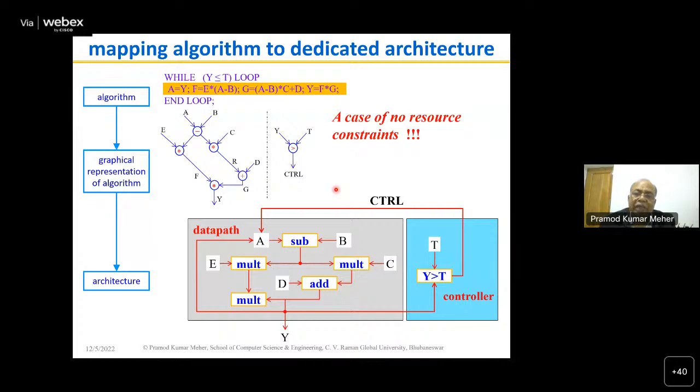So this is a case of no resource constraint. There is no resource constraint in this case. This is a kind of easy solution. No challenge is there. No scope to make it faster also. This is the maximum speed that could be achieved. And of course, there is scope for some increase of speed that I can tell you a bit later.